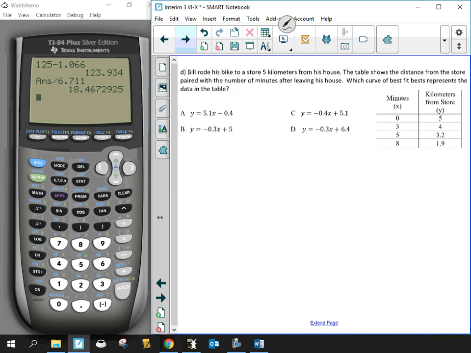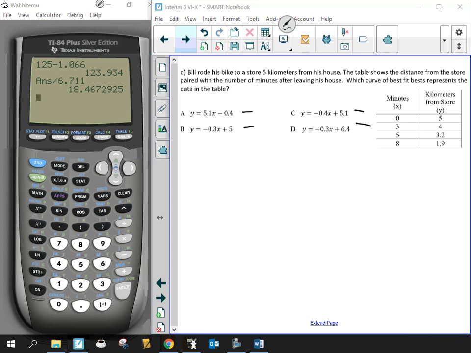All right, Bill rode his bike to a store 5 kilometers from his house. The table shows the distance from the store paired with the number of minutes after leaving his house. Right? The longer he rides his bike, the closer he gets to the store. Which curve of best fit best represents the data in the table? Now, all the curves you will notice are straight lines, so we can use our line of best fit.